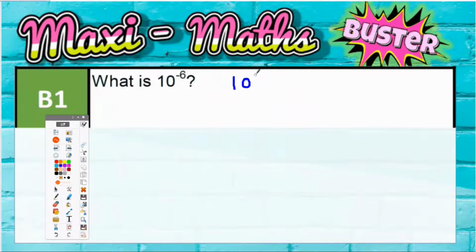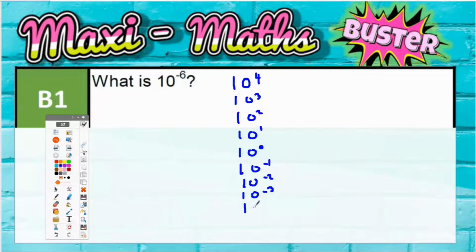So we'll start with 10 to the power of 4, 10 to the power of 3, 10 squared, 10 to the power of 1, 10 to the power of 0, 10 to the power of -1, -2, -3, -4, -5, and finally the one that we're after is power of -6. Now let's have a look at what this is actually doing. So 10 to the power of 4 is 10 times 10 times 10 times 10, which if you work it out is 10,000.